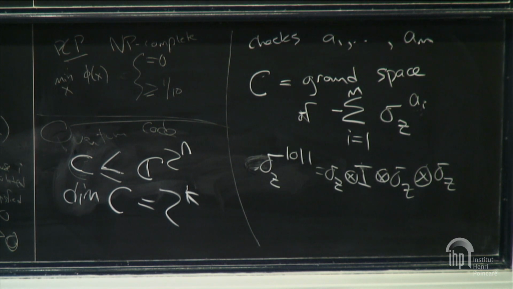In general, we can define a quantum error correcting code. We can think of it as the ground space of some Hamiltonian H, and it'll be convenient for me to normalize it.